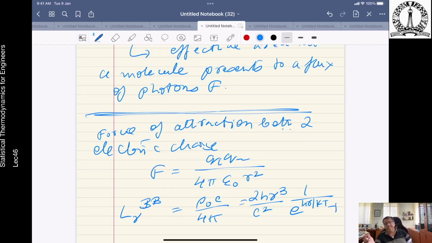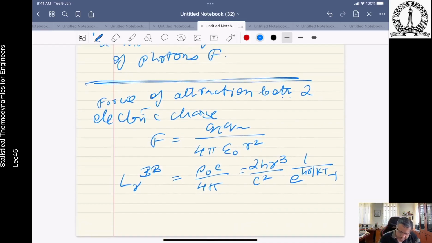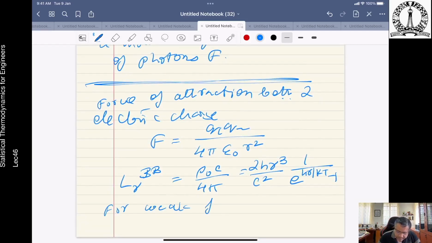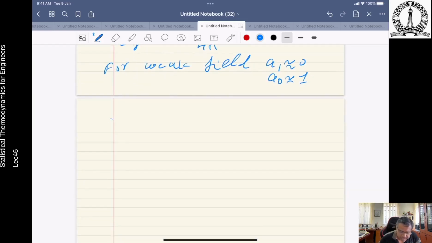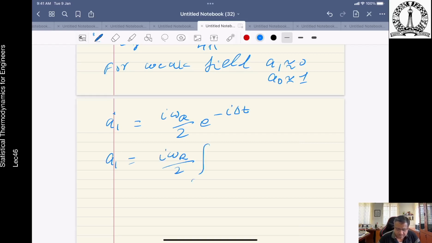In the weak field case, there is a negligible buildup of population in the excited state. So for weak field non-laser, A1 is almost equal to 0 and A0 is almost equal to 1. As a result, A1 dot is i omega R by 2 e to the minus i delta t. This can be readily integrated to get A1 equals i omega R by 2, integral from 0 to t of e to the minus i delta t dt. So A1 is omega R by 2 delta, e to the minus i delta t minus 1.